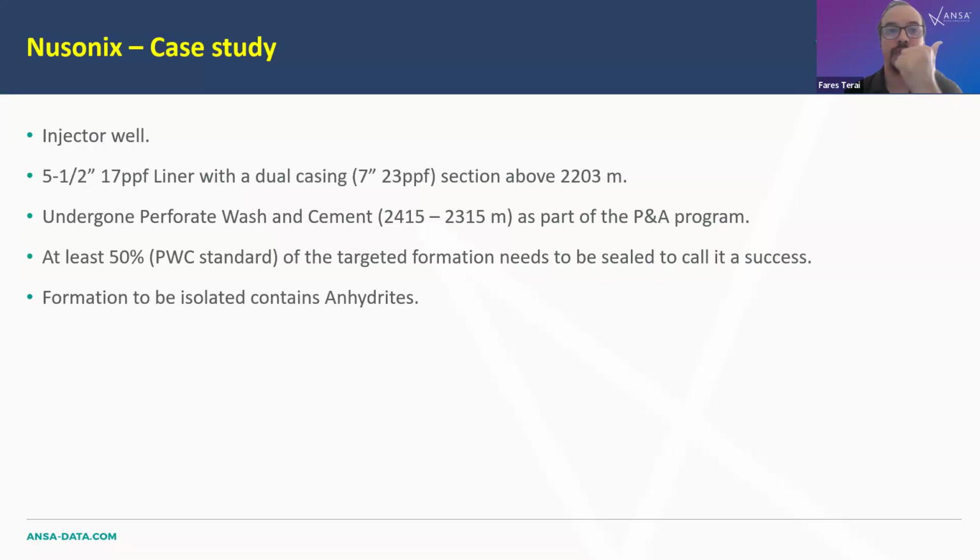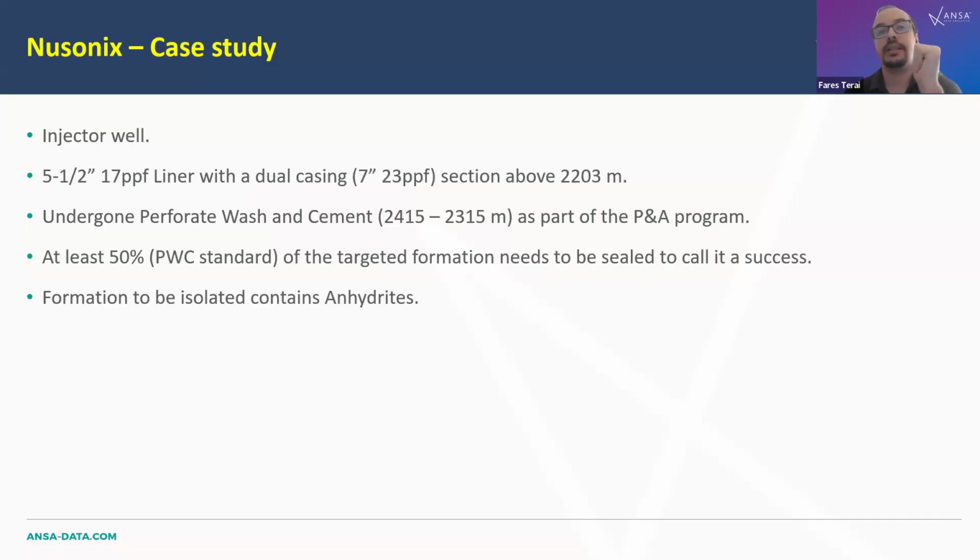There's also 100 meters of perforation. So this tubular has been perforated between 2004.15 meters and 2003.15 meters in order to squeeze cement and isolate the targeted formation here. So they're going to do the perf, wash, and cement. And as per the standard of the PWC, at least 15% of the formation needs to be isolated to call it a successful operation.